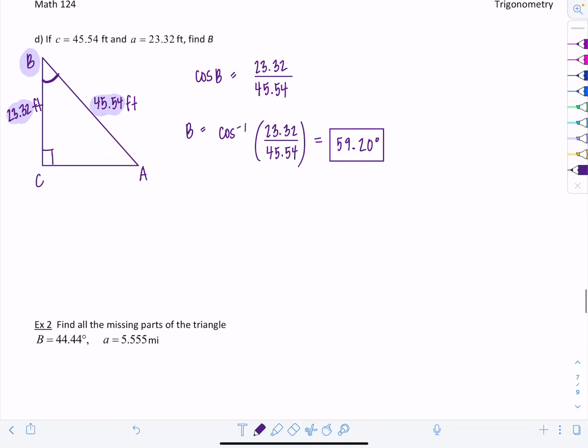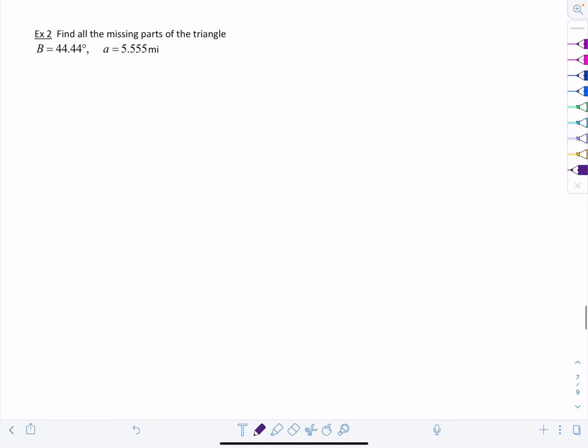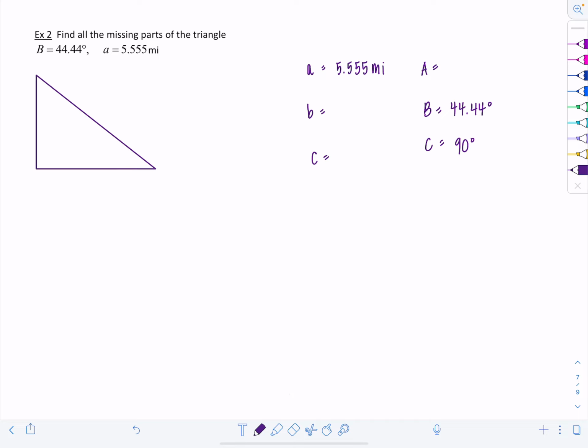Okay. Last example says find all the missing parts of the triangle. So whatever they don't give us, they want us to find. When that happens, I like to just list everything out nicely. So we're going to list all the sides. We need A, B, C, and the angles, capital A, B, C. So let's fill in what we already know. I know angle B is 44.44 degrees, and side A is 5.555 miles. And I actually know angle C, that's always 90 degrees. We're going to work on filling in the rest here.